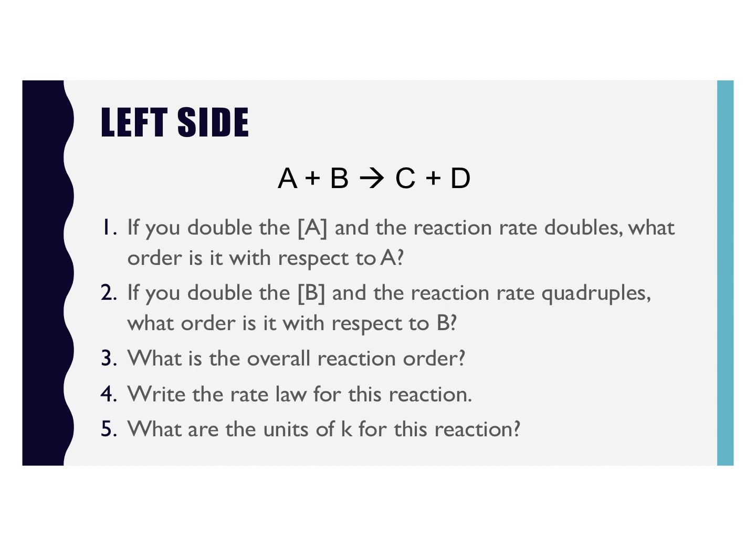If you double the A and the reaction doubles, what is the order with respect to A? If you double B, what's the order with respect to B? What's the overall reaction order? What's the rate law? And what are the units of K for this reaction? Go ahead and answer those 5 questions to the best of your ability, then restart the video and we'll go through it.